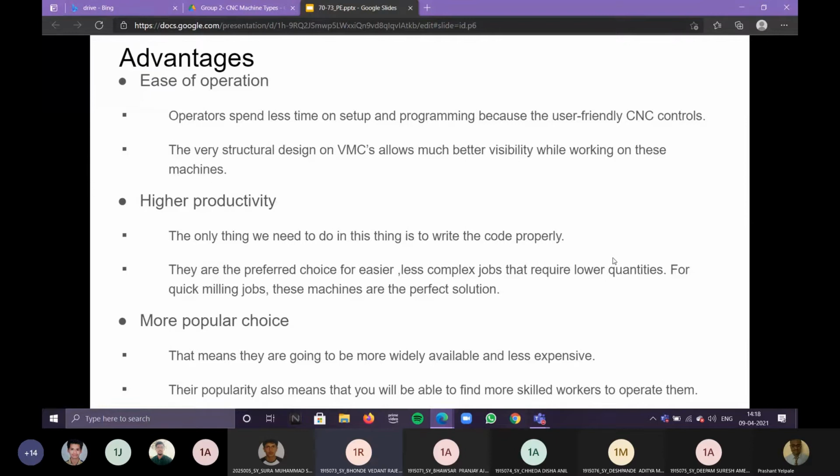The third advantage is that it is the popular choice. As it is a popular choice, there is a high chance that the workers will be easily available and it will be less expensive.